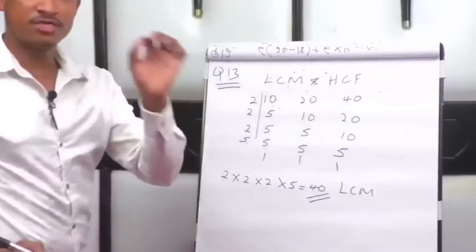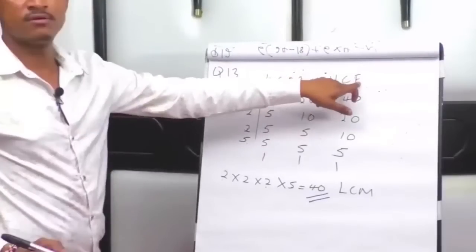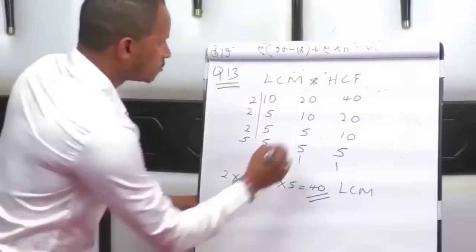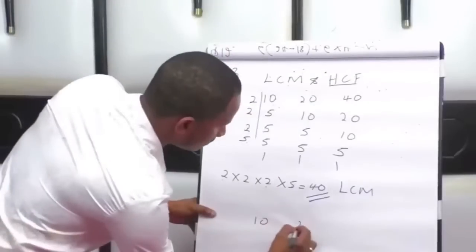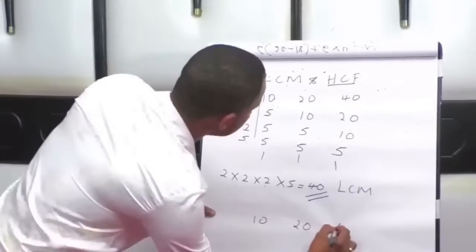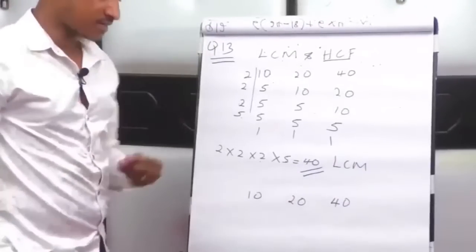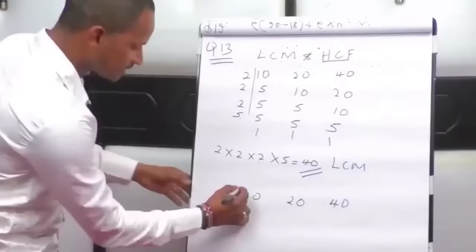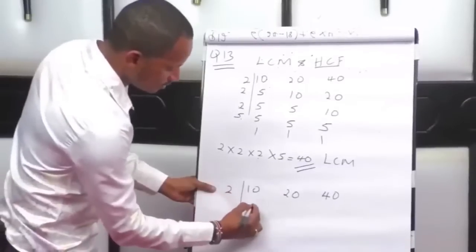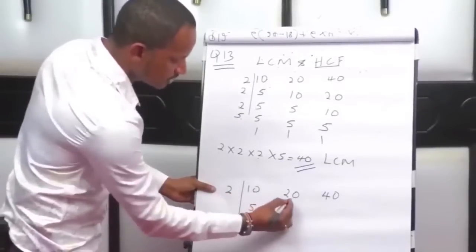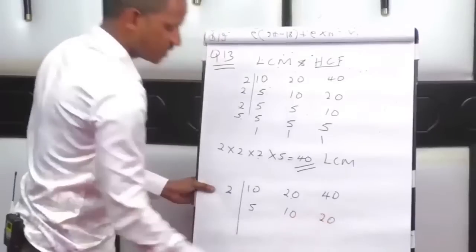Then find the GCD, which is the same as the highest common factor. So, the highest common factor of 10, 20, and 40. First, start with the least factor. The least factor that can divide all these without a remainder is 2. 2 goes here 5 times, here 10 times, here 20 times.